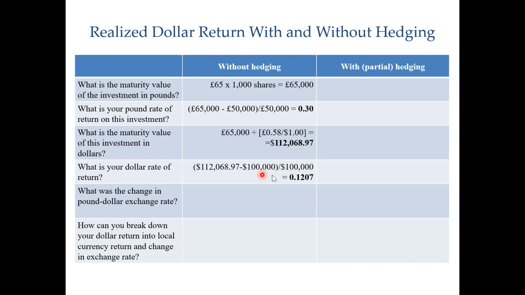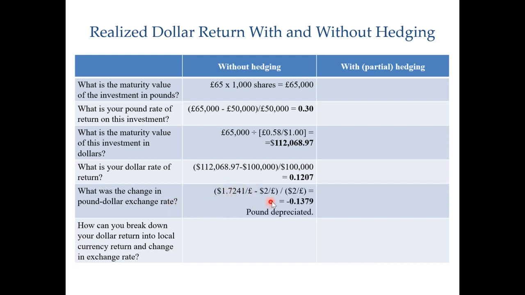So our dollar rate of return is therefore 12.07%. As you can see, it's lower than the pound rate of return. We still have a positive return, but it's not as high as your pound rate of return. So the next question says, what's the change in exchange rate?